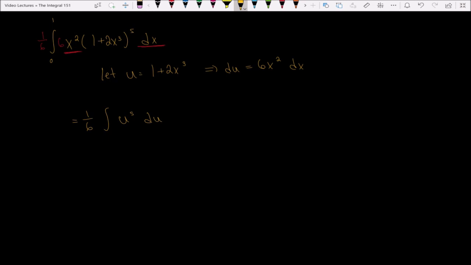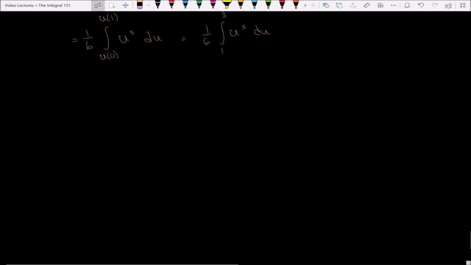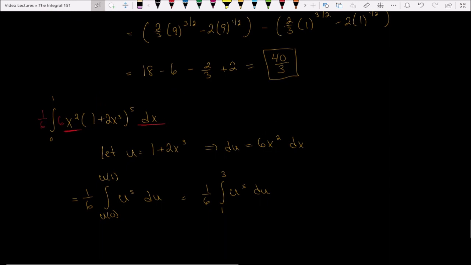Now for our bounds. We take u evaluated at 0, then we take u and evaluate it at 1. So this is 1/6 times the integral. When x is evaluated at 0, we get 1. When it's evaluated at 1, we get 3. Right? Notice all we did was take the lower bound, plug it into u. That's our new lower bound. Then we took the upper bound, plugged it into u, and that was our new upper bound.